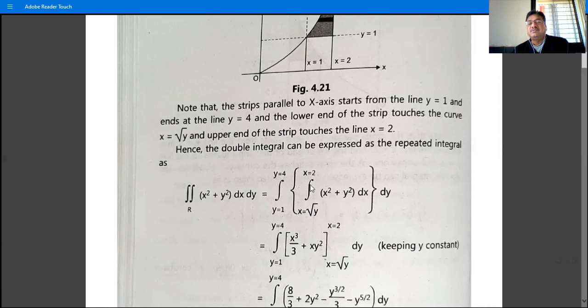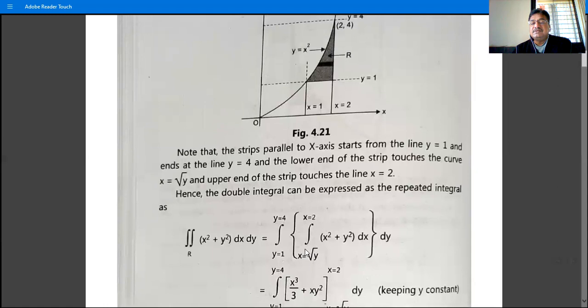Y runs from. Now the integration is with respect to x first. So how can you write this limit? So the structure is what? X runs from, dx, and y runs from. So how can you write the limit? That is that strip parallel to the x axis, because we have to integrate with respect to x first. So take a strip parallel to the x axis, the same figure, and then one end of this strip, this left end, touches the curve y is equal to x square.